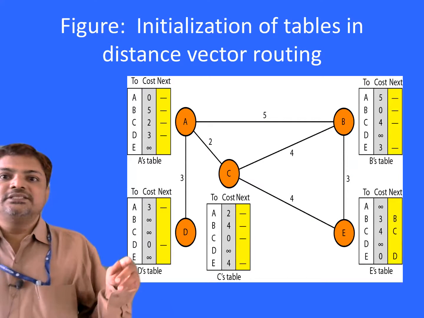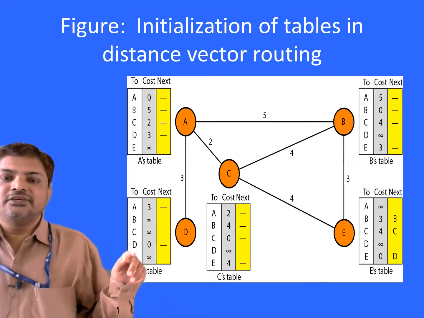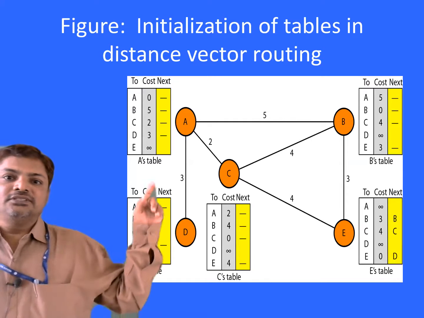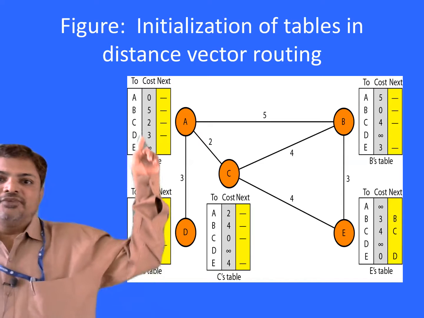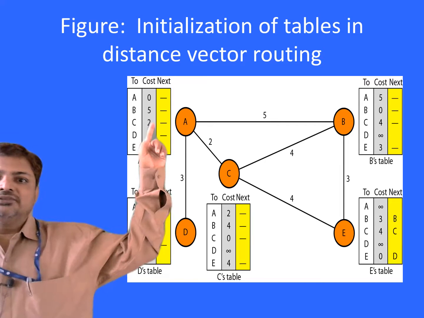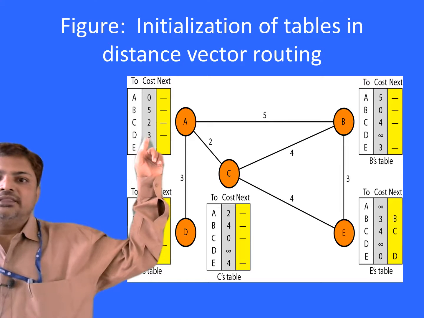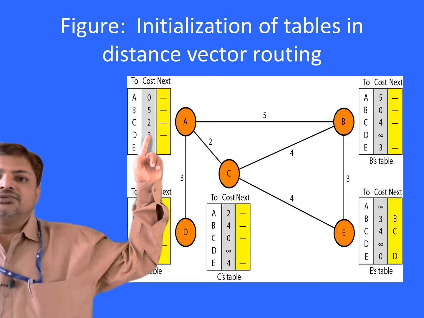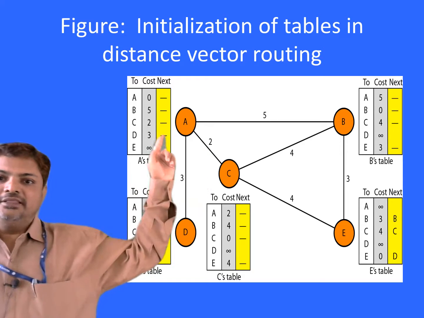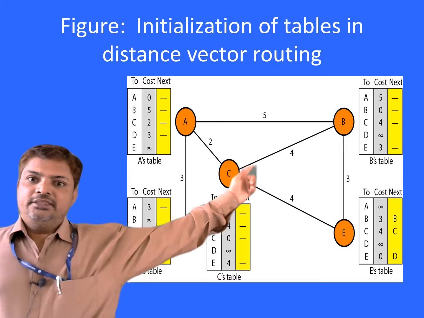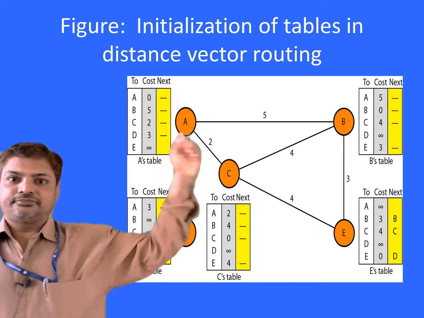So as you can see, this is the initialization table in distance vector routing. This is what the table looks like. This is A's table. From A to A, the cost is 0. From A to B, which is the immediate neighbor, we can write the cost as 5.